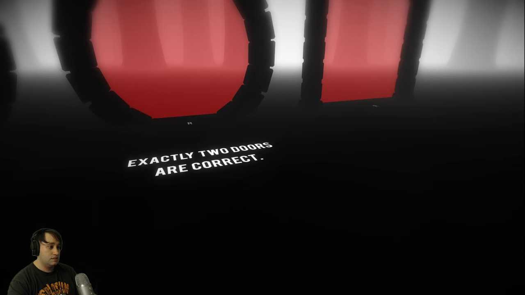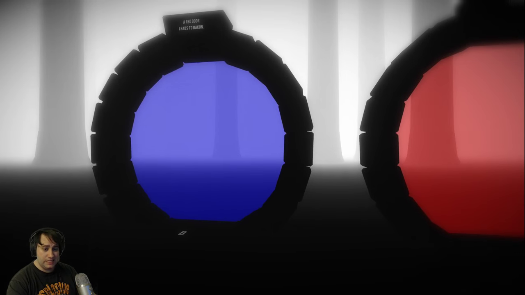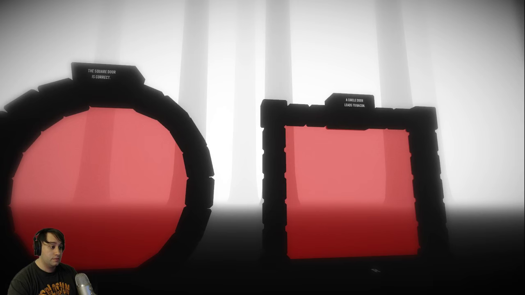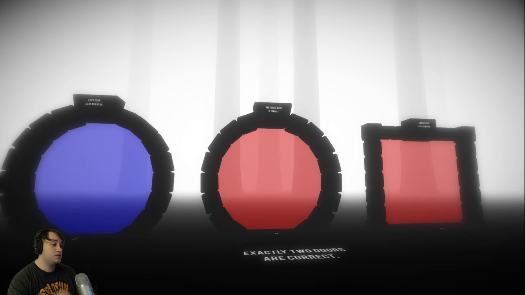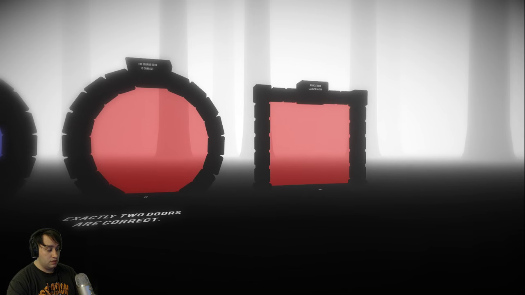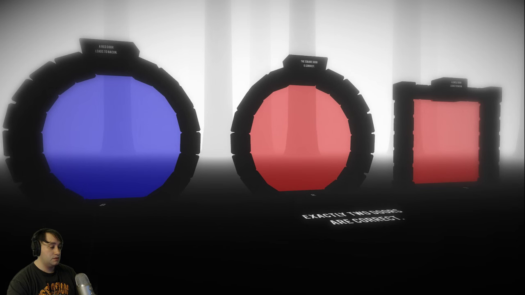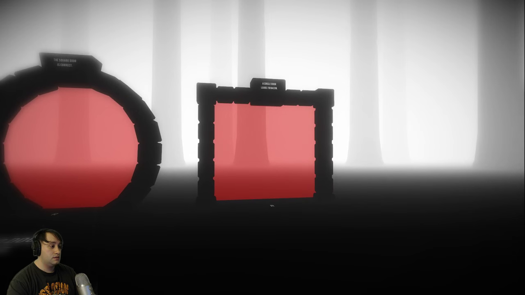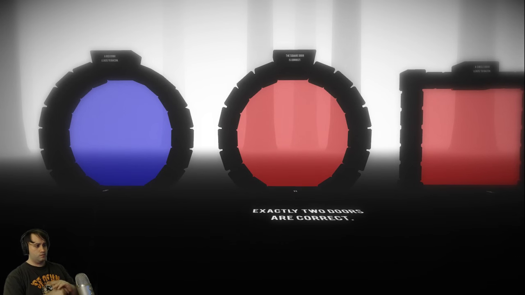I'm sorry about... Oh, there's new door types. What? Exactly two doors are correct. Does this matter? A red door leads to bacon. Great! The square door is correct. A circle door leads to bacon. Exactly two doors are correct. So, these two cannot be correct together. Red door leads to bacon, and the square door is correct, can be correct together. A red door leads to bacon, and a circle door leads to bacon, can also be correct.